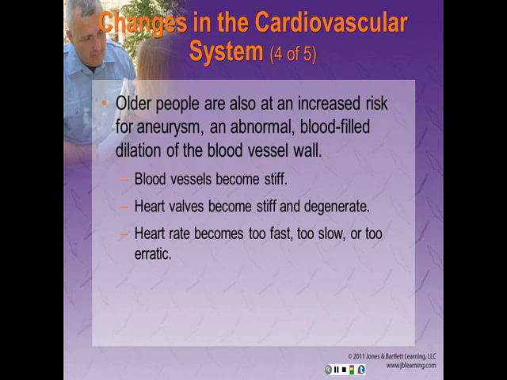The blood vessels themselves become stiff, which results in a higher systolic blood pressure. Some other anatomic changes include stiffening and degeneration of the valves, which may impede normal blood flow in and out of the heart. Aging also alters the heart's electrical conduction system, and this can cause a heart rate that is too fast, too slow, or too erratic to provide effective blood flow in the body. Orthostatic hypotension is a drop in blood pressure with a change in position. The body is less able to compensate for rapid postural changes.